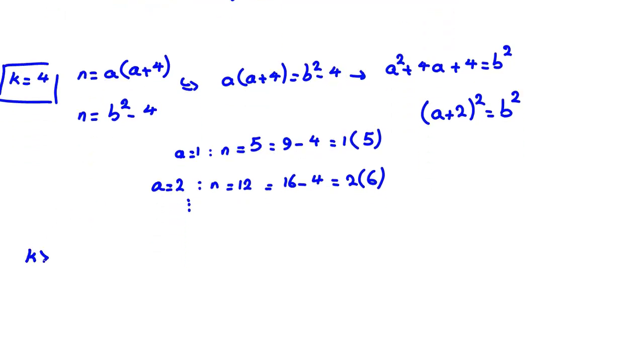Now we consider k at least 5, and we want to solve for general k. So these things help a lot to find the solution. We use the same idea, b squared minus k.